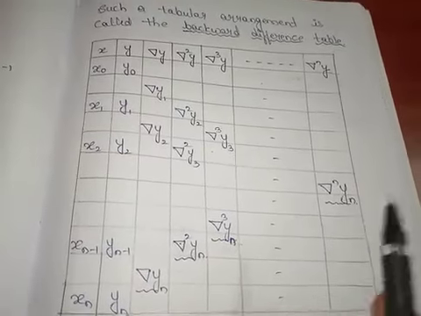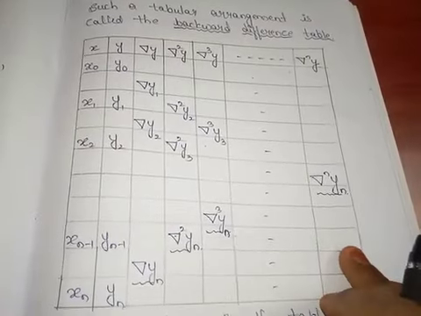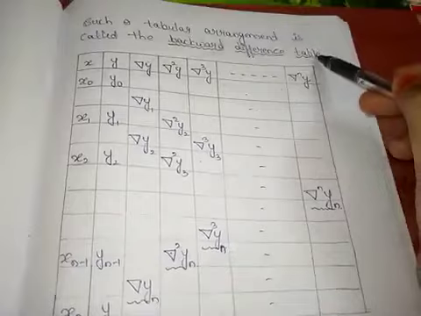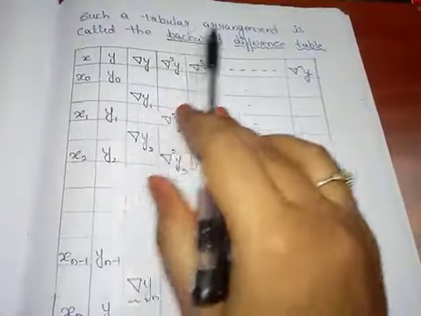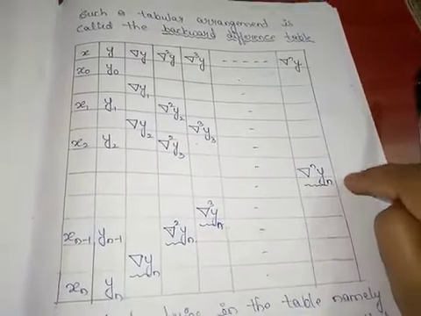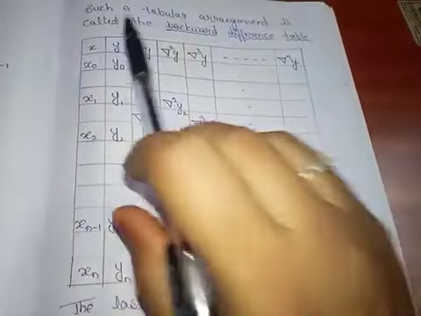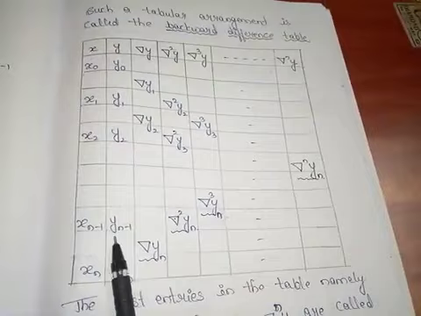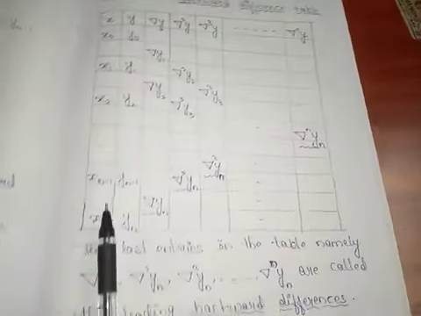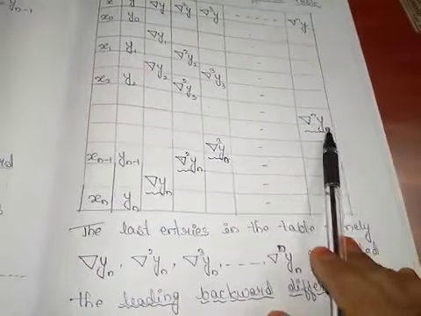Here also we write all the differences in a tabular arrangement. That tabular arrangement is called the backward difference table. This is the backward difference table. These are the x values and these are the y values. These are the backward difference values.